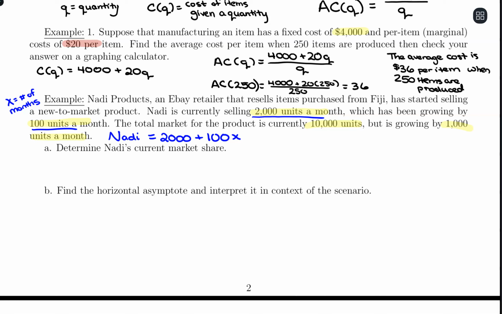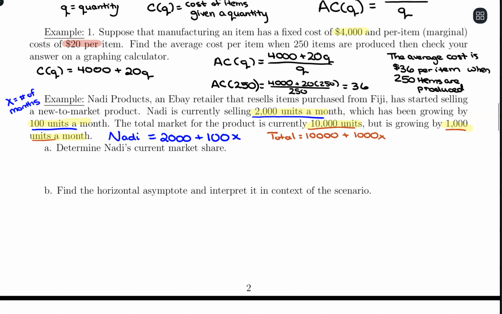And then we have this idea of the total market. So everywhere is operating with this fixed amount of 10,000 units, and it's growing by 1,000 units a month. So what we want to do is compare how this specific company is operating with respect to the total market. So for the total market, we'll have this function of 10,000 plus 1,000x based on that fixed and variable amount. So we have these two linear equations.